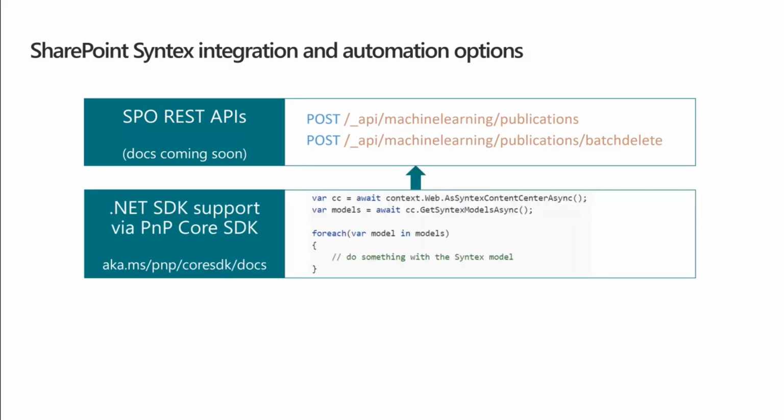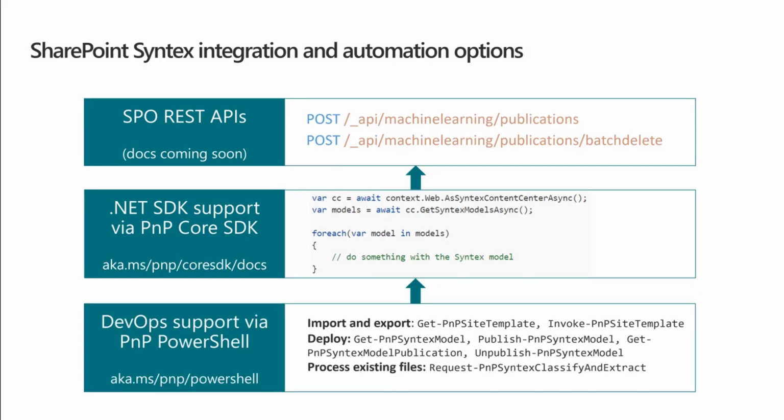What we then did is we extended PnP Core SDK, our .NET open source SDK, to make it easier to use those APIs. So we have a typed model, which allows you to just work with syntax, get a model, apply a model to a library, process the content in the library, and so on. All these things can be done using .NET code. But if you prefer the APIs, once the documentation is there, you can just do this in any language that you want, obviously.